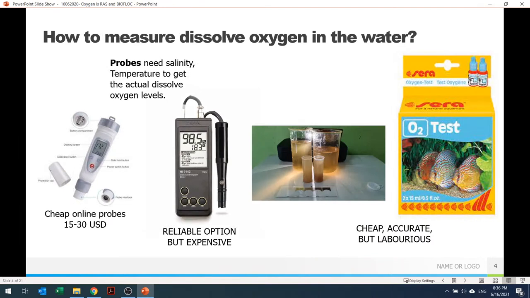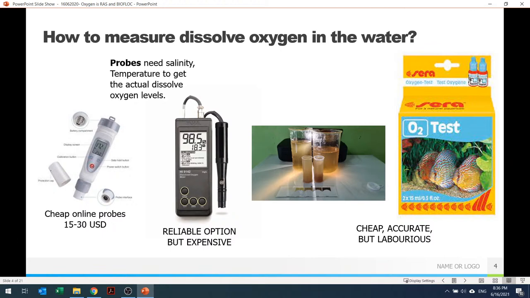So how are we going to measure this dissolved oxygen in the water? I'll give you a few products out there in the market, and I'll quickly touch on the pros and cons of these dissolved oxygen probes, and you can make a decision on what you need. First and foremost, we have those really cheap online probes. For those in Malaysia, you can go to Shopee, Lazada, and see ones priced in the range of 10 to 20 US dollars per probe.